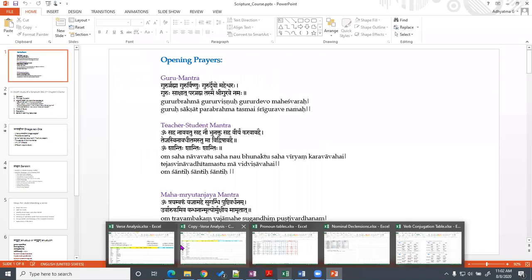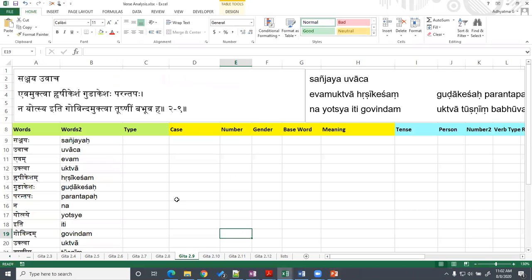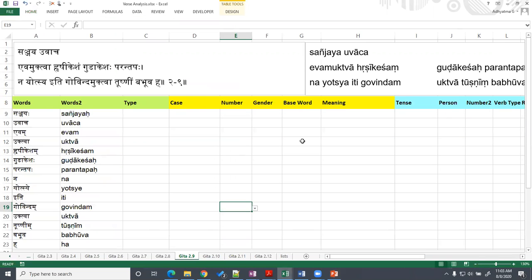Welcome everyone. We'll start our class with the next verse of Bhagavad-Gita, that is verse 29. So I'll chant the verse and you can repeat after me.